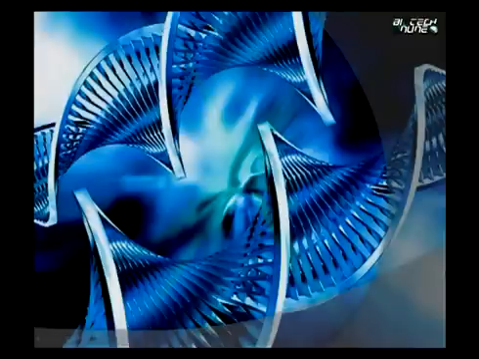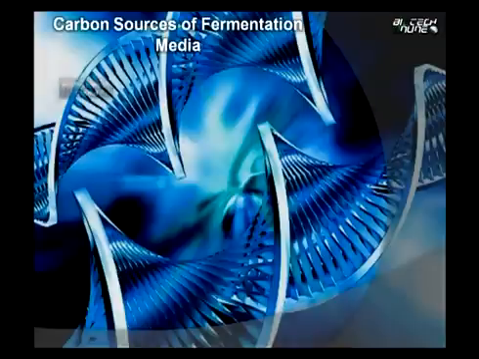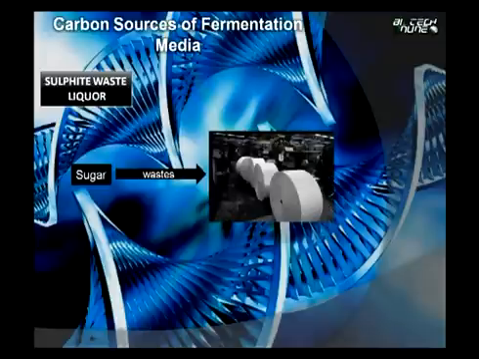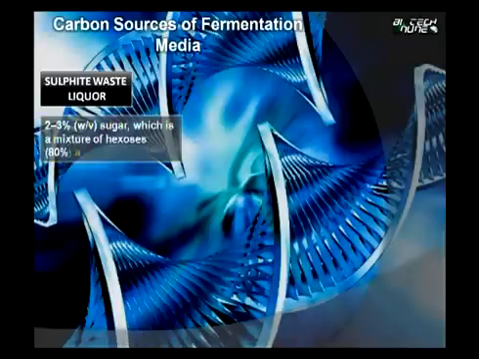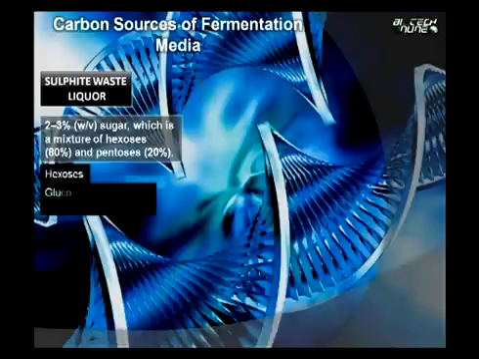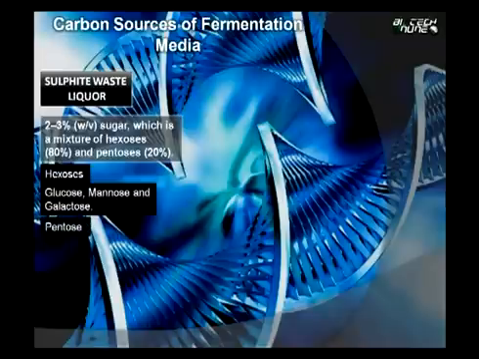Our today's lecture deals with carbon sources of fermentation media. Sulfite waste liquor. Sugar-containing wastes derived from the paper pulping industry are primarily used for the cultivation of yeasts. Waste liquors from coniferous trees contain 2 to 3% sugar, which is a mixture of hexoses 80% and pentoses 20%. Hexoses include glucose, mannose, and galactose, whereas the pentose sugars are mostly xylose and arabinose.